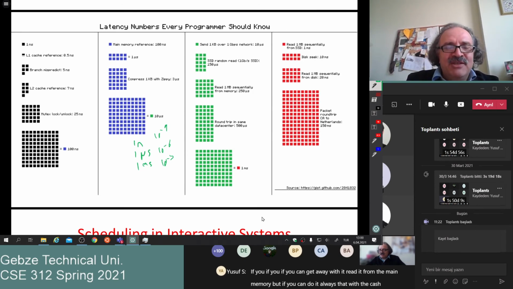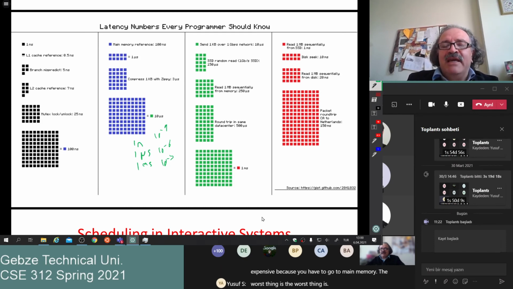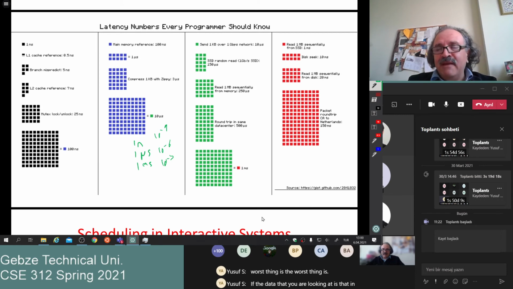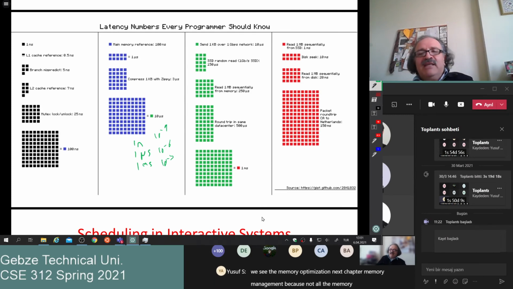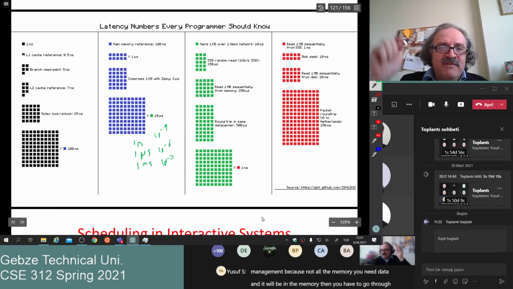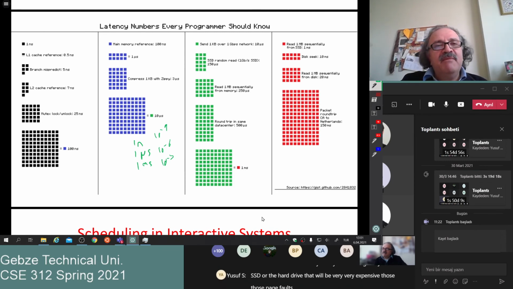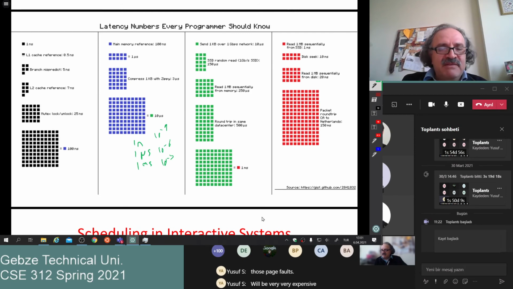Don't do context switching. Context switching is very expensive because you need to go to main memory. The worst thing is if the data that you are looking at is not in the main memory, then you have to load it from disk. When we see the memory optimization next chapter, memory management, because not all the memory data you need will be in the memory. Then you have to go to your SSD or the hard drive. That will be very expensive. Those page faults will be very expensive. That's why context switching is so expensive.